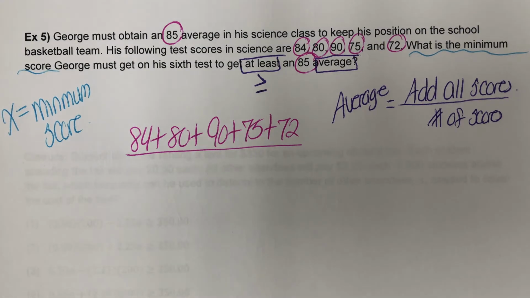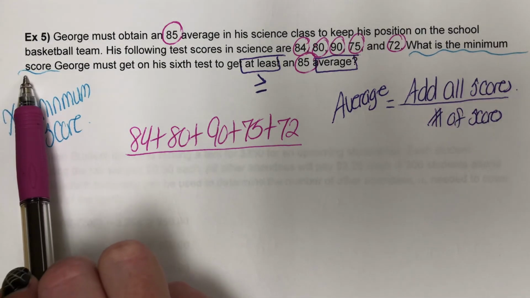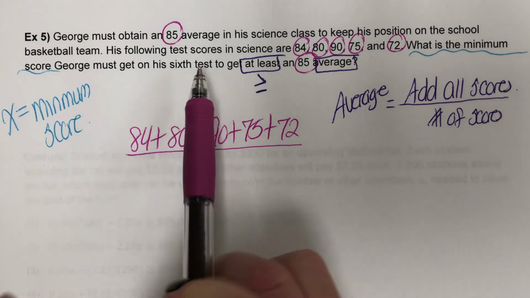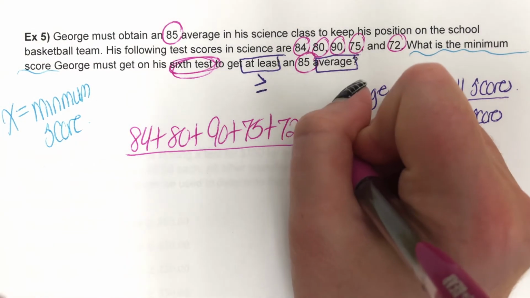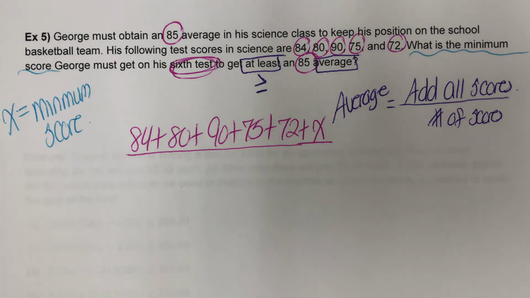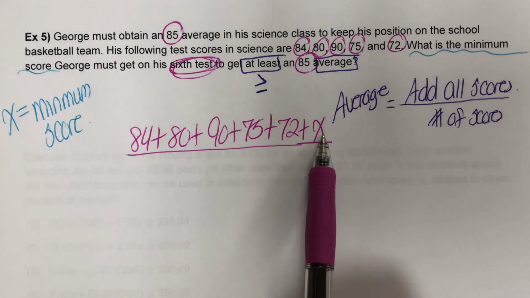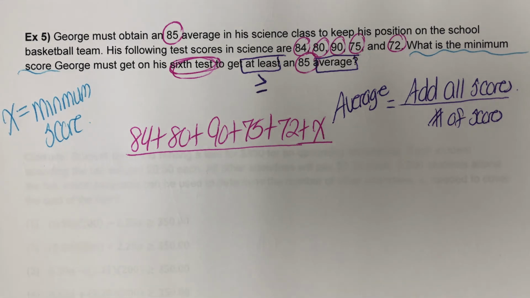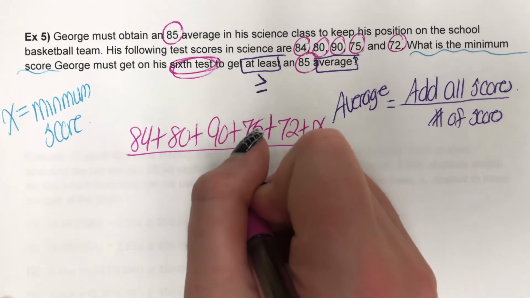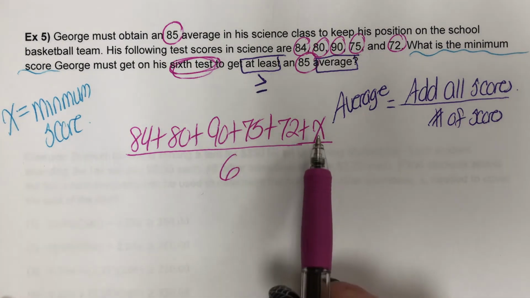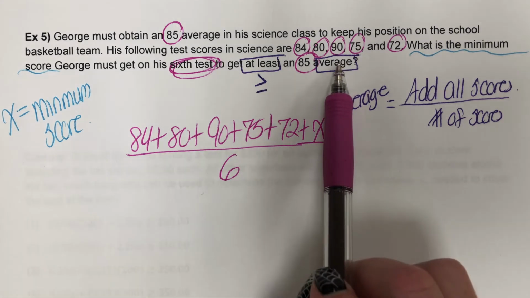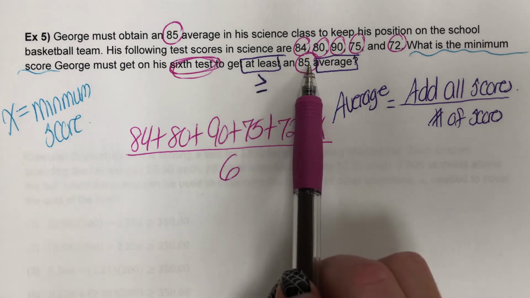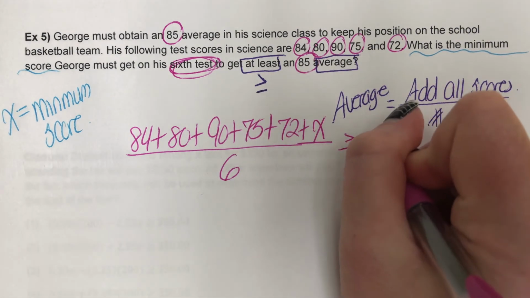Now be careful. The question says, what is the minimum score he has to get on his 6th test? This is only 1, 2, 3, 4, 5 tests. I want to add on what his 6th test number would be. Right now I don't know, so that's why I'm letting it be represented by the variable X. So when I'm dividing, I'm actually dividing by the number 6, because even though I don't know what this is, I am going to find it out. And he wants his average to be at least an 85, so it's got to be greater than or equal to 85.